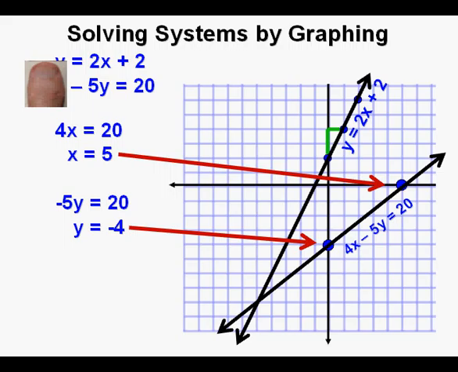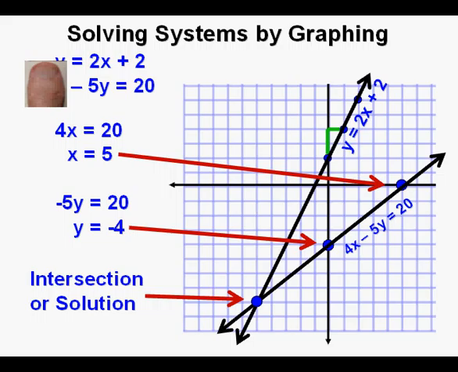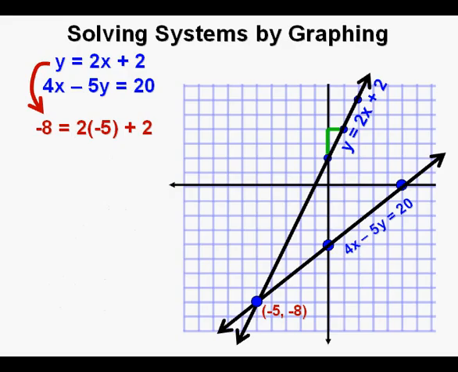20. We locate the intersection, our solution, here in the third quadrant, and this coordinate pair appears to be the point (-5, -8). And now we'll perform the check of each equation using our solution, (-5, -8).